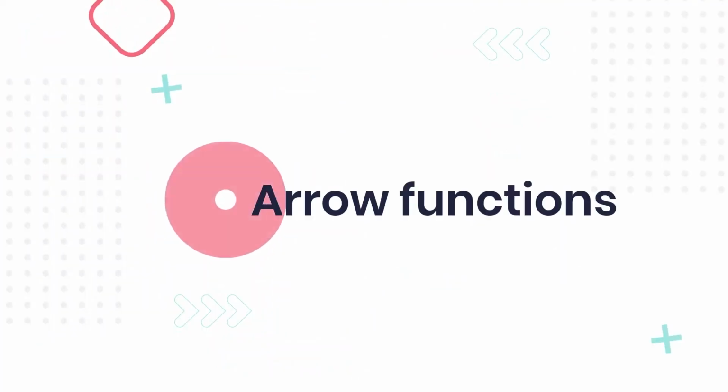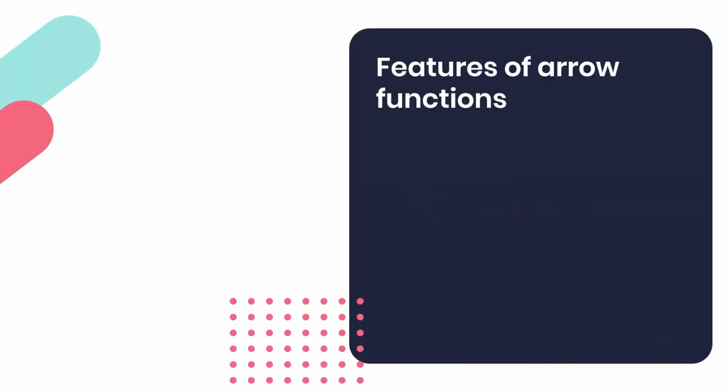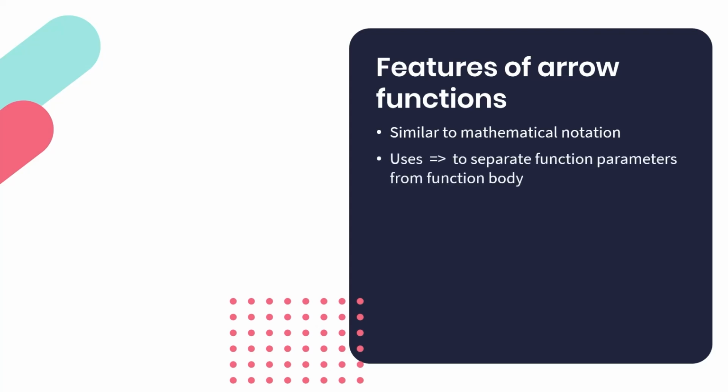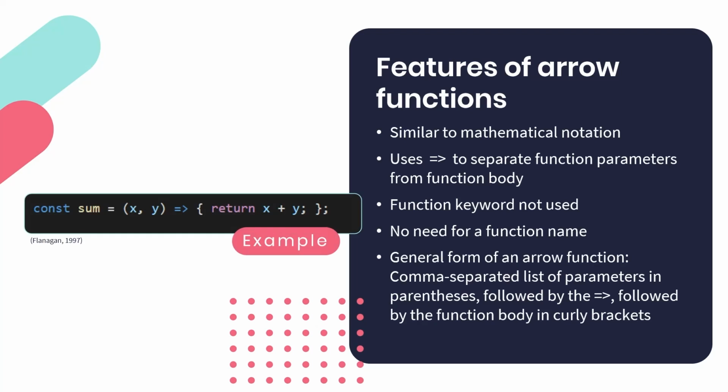In ES6, you can define functions using a particularly compact syntax known as arrow functions. Let's start by looking at some of the features of arrow functions. This syntax is reminiscent of mathematical notation and uses an arrow to separate the function parameters from the function body. The function keyword is not used, and since arrow functions are expressions instead of statements, there is no need for a function name either. The general form of an arrow function is a comma-separated list of parameters in parentheses, followed by the function body in curly brackets, like in this example.